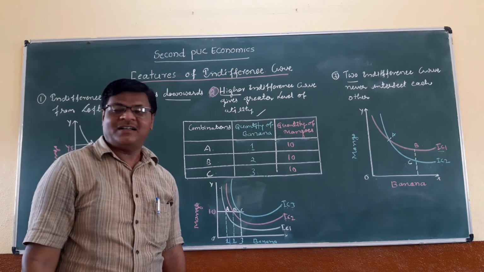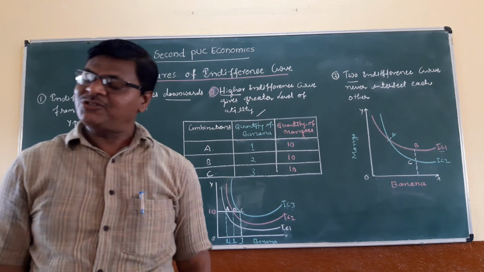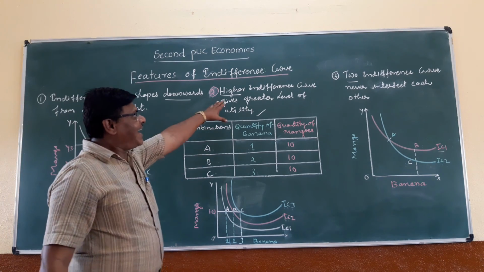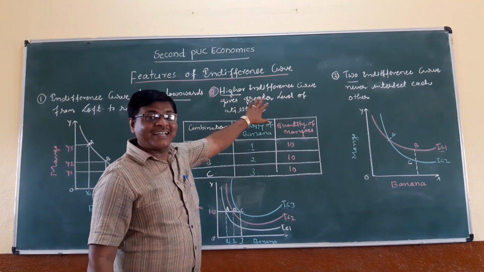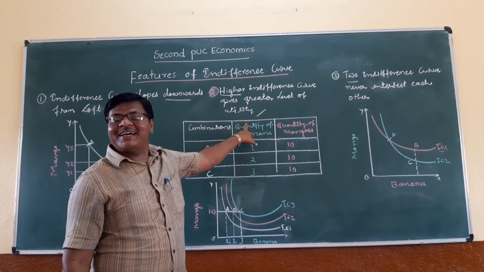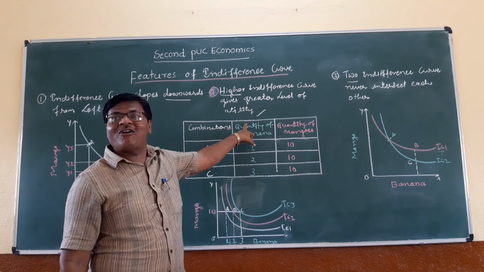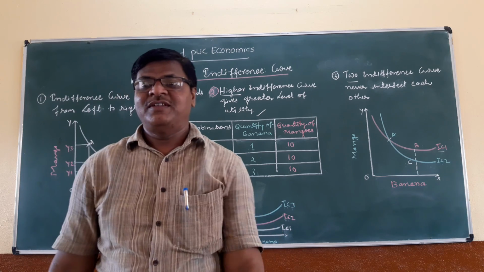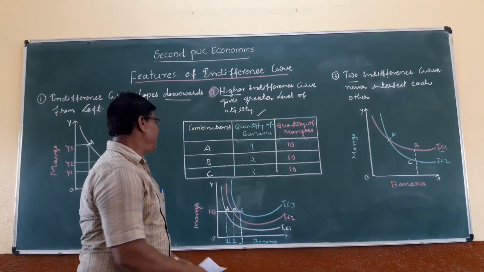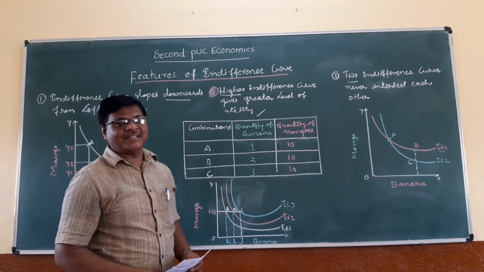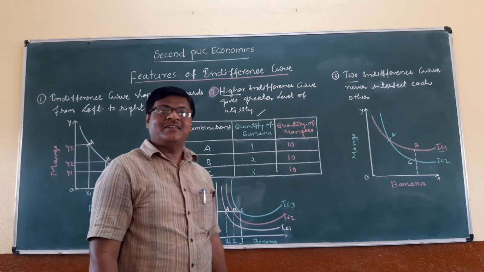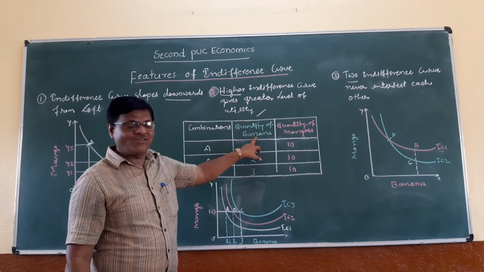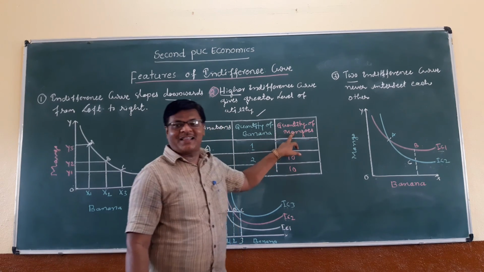Clear? And the second property, or second feature, of indifference curves is that a higher indifference curve gives a greater level of utility, or a higher level of satisfaction. You can understand this with three combinations, A, B, C. These are three combinations available to the consumers, and the two goods are given in the columns.